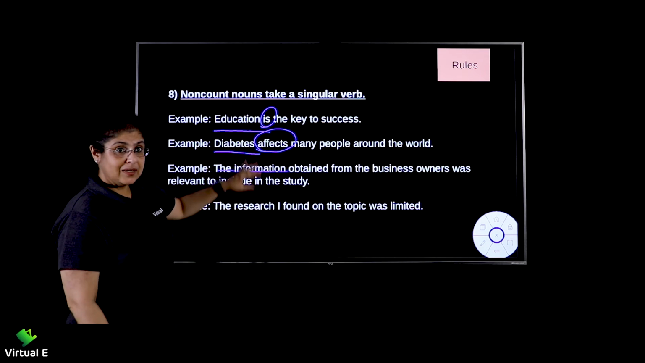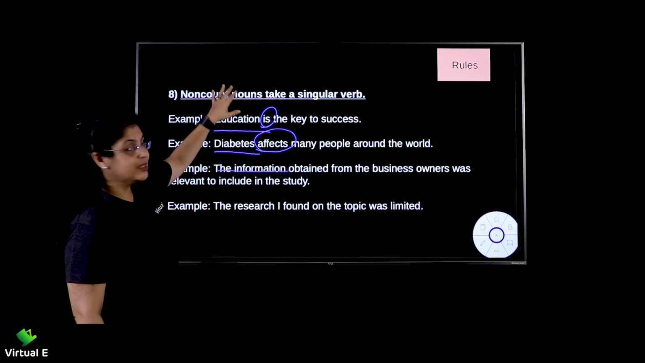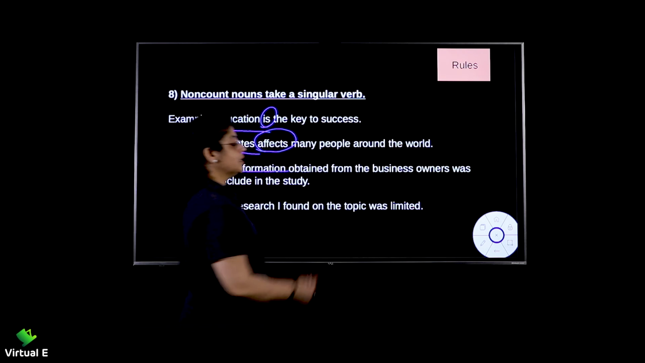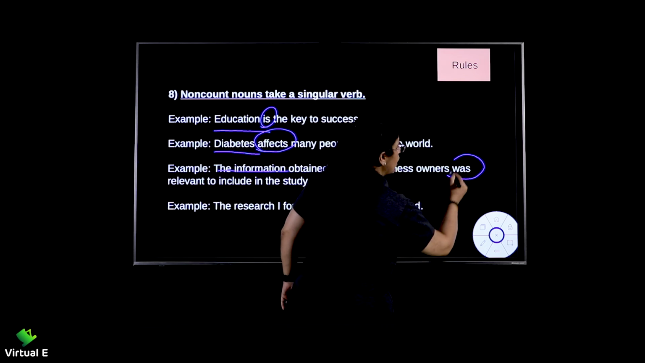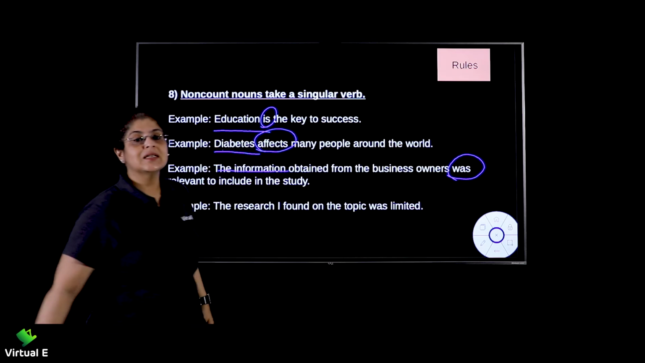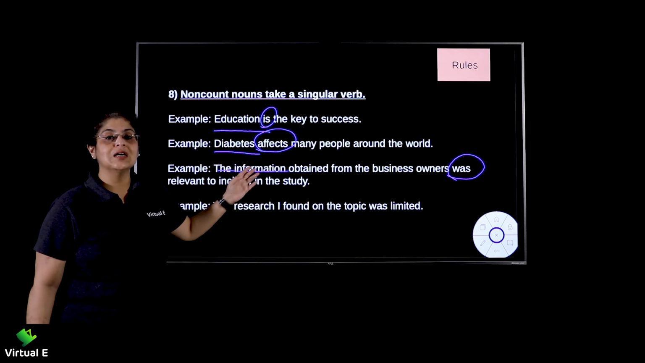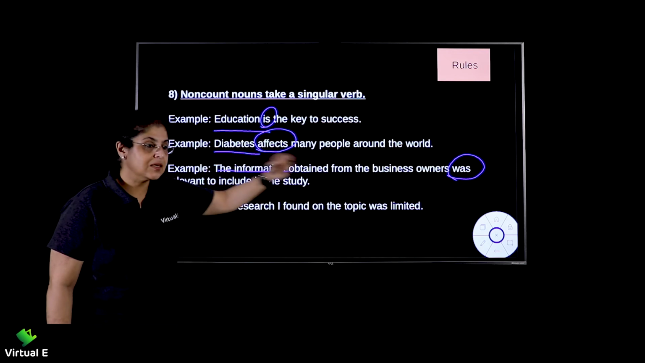Singular? Yes. Can you count it? No. So it is a non-count noun. What is the verb? The verb is was. Again, it is singular. So all your non-count nouns take a singular verb.